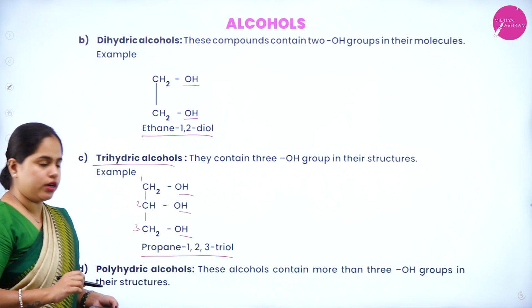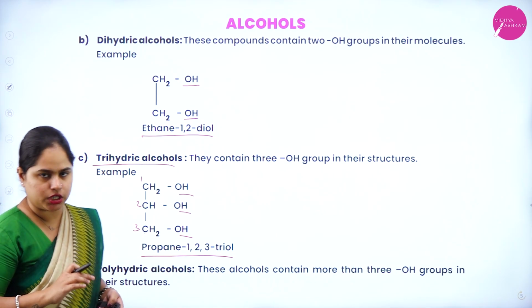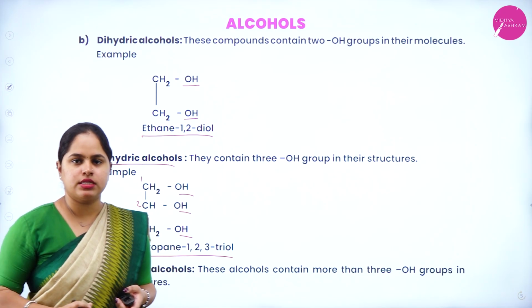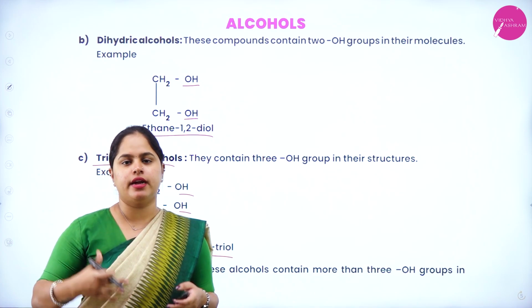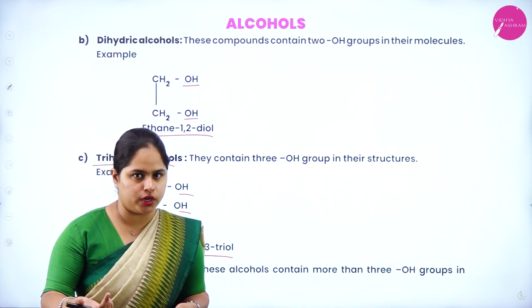Now polyhydric, what will it be? These alcohols contain more than 3 hydroxyl groups in their structure. So this is one way of classifying alcohols based on the number of hydroxyl groups, that is monohydric, dihydric, trihydric, or else if more than that, we call it polyhydric.